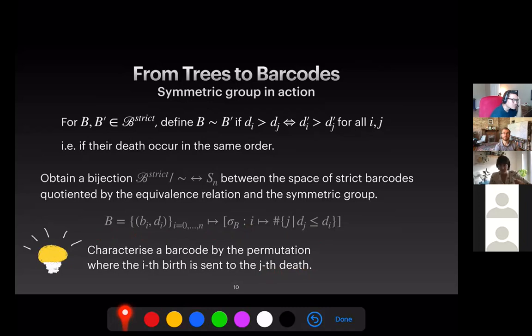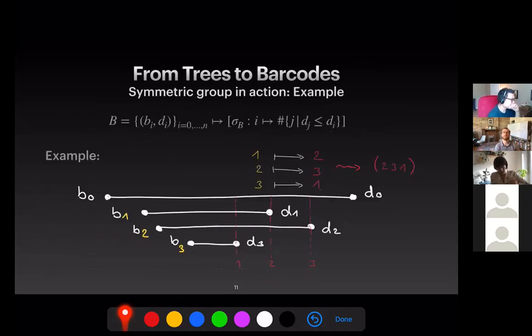I think it will be easier with an example. So here, for instance, it's the same barcode as before. They're ordered by birth time. And again, we forget about this B0, D0 because it's always going to be there. So we just look at what happens to 1 to n. Here, the first birth, B1, we look at its death, and it's the second death. So 1 is sent to 2. The second birth is sent to the third death, so 2 is sent to 3. And the third birth is sent to the first death, so 3 is sent to 1. And that's the permutation associated to this barcode.